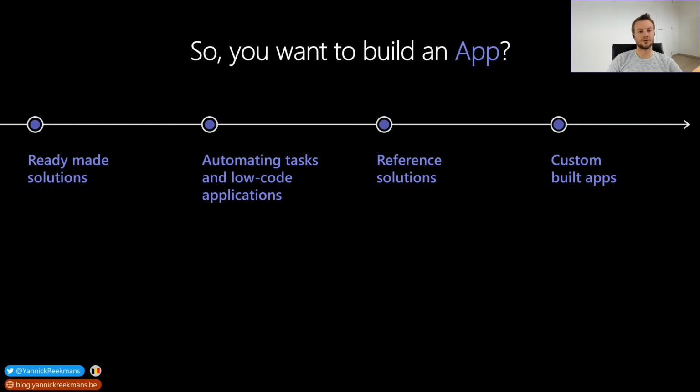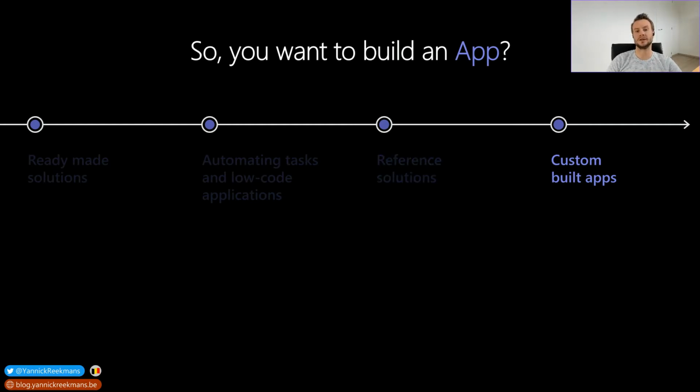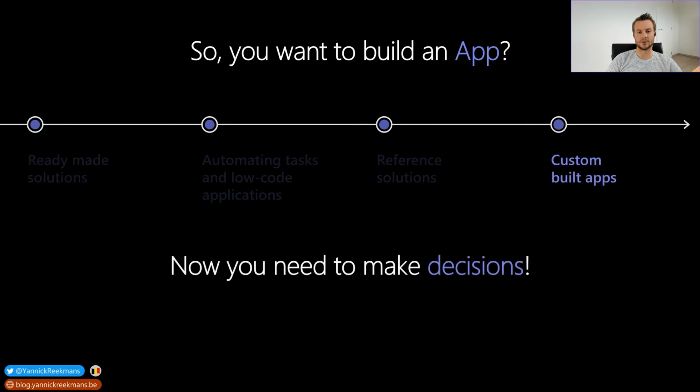Well, I'm assuming in this presentation that there's nothing in the Microsoft Teams store that will work for you, that the Power Platform isn't a good fit for what you want to achieve, and that there are no reference solutions available that you can use. So the only thing left for us is to build a custom application totally from scratch. Now, you need to make a decision, or a lot of decisions. So let's check the first question that we need solving.